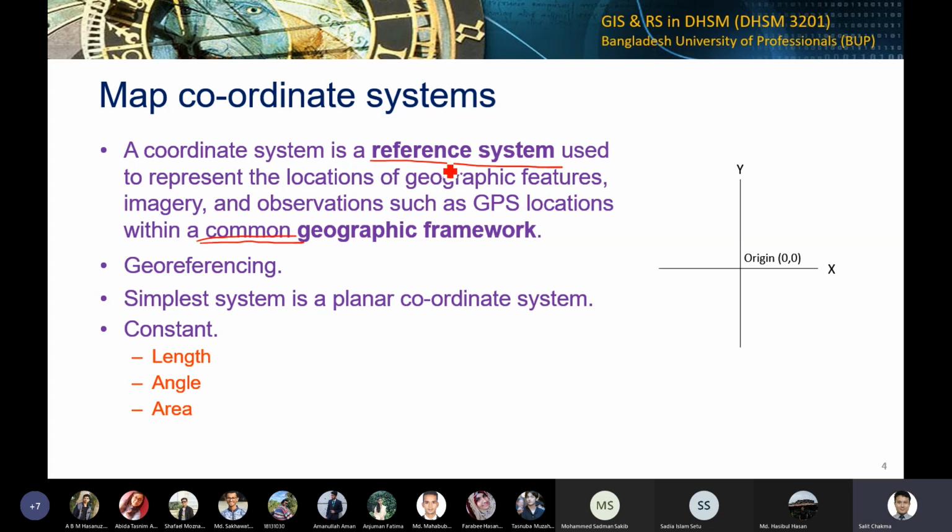And why is it a referencing system? Because in location, or in whatever we do, we make reference to something. It's actually not only in geography, it's also in your daily life. You always have one standard value.